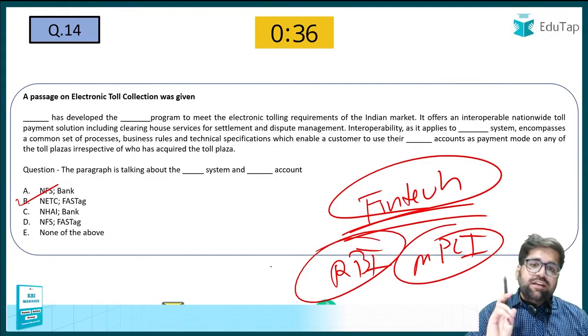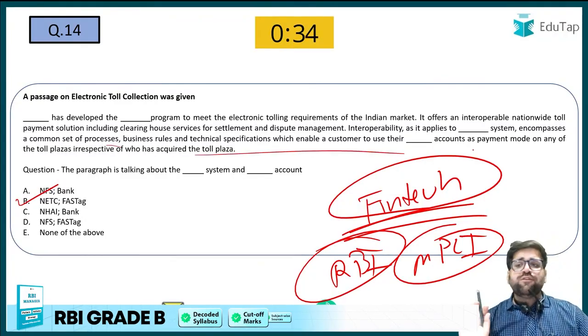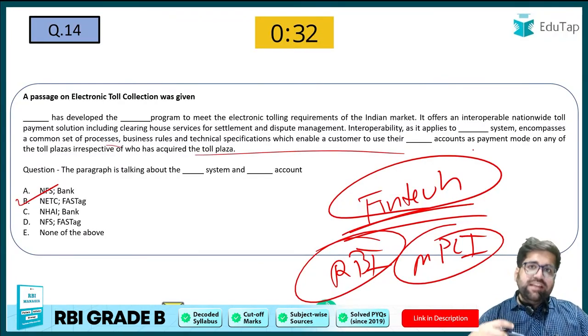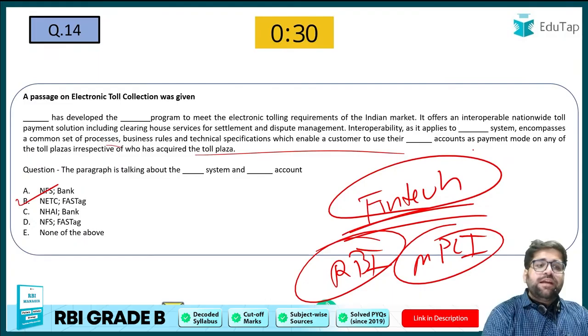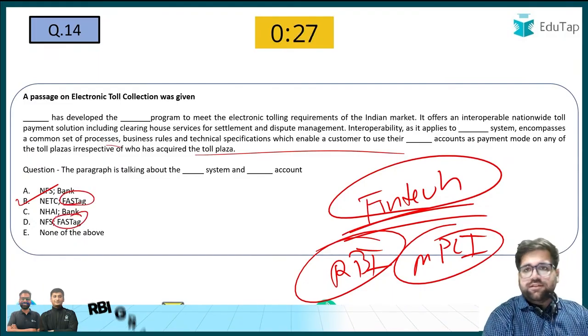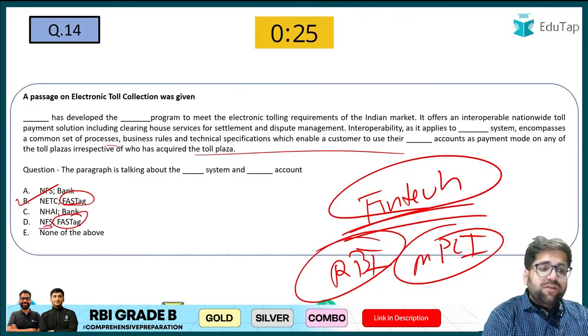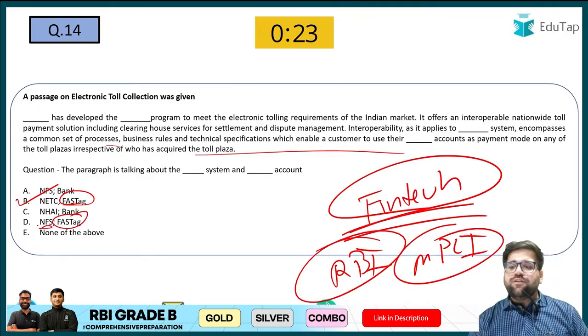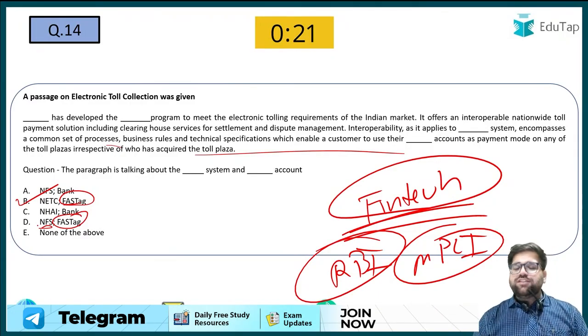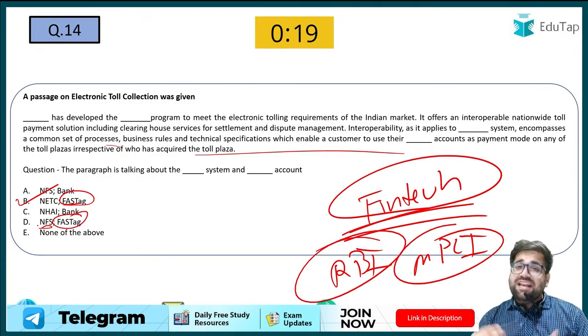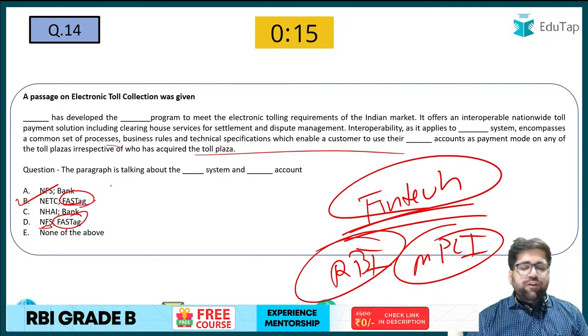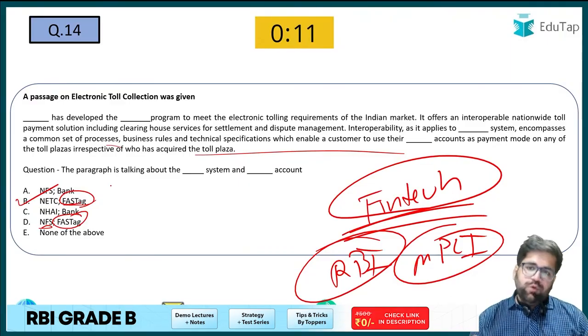So my dear friends, the question was very basic. You just have to see the different options and you could have easily seen that FASTag is the answer. Some people will say that it's NFS. NFS stands for National Financial Switch. National Financial Switch works for different ATM networks, so that cannot be your answer. If you see how FASTag equipment is used, you could have easily answered this.